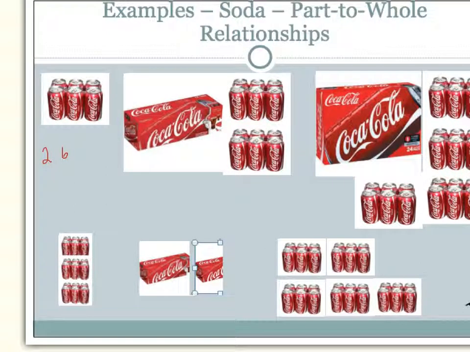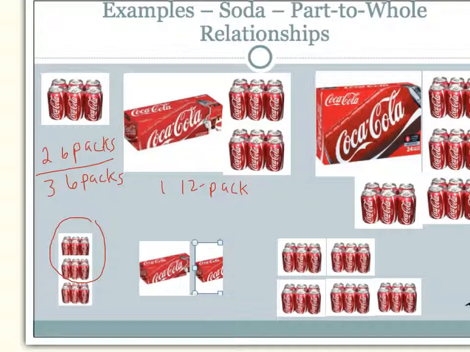Taking it further, if you consider part-to-whole relationships and think about 2 6-packs relative to 3 6-packs, you can see that the relationship is 2/3. In the same way, if you consider 1 12-pack relative to 1 1/2 12-packs, then you have 2/3 again.